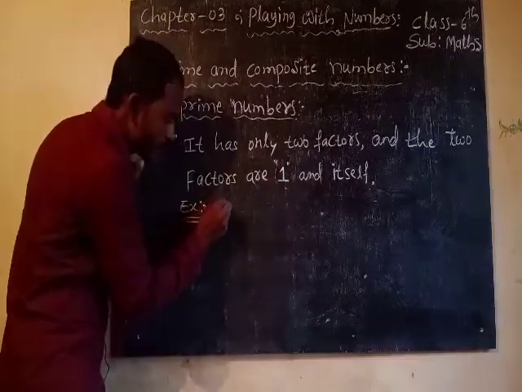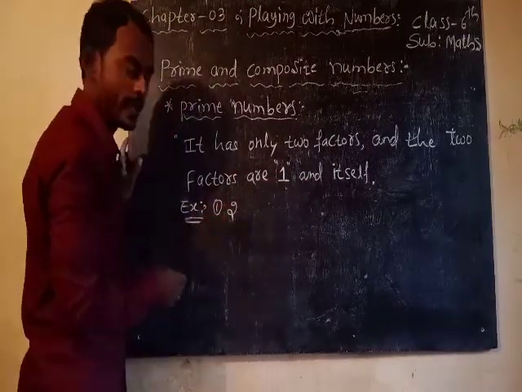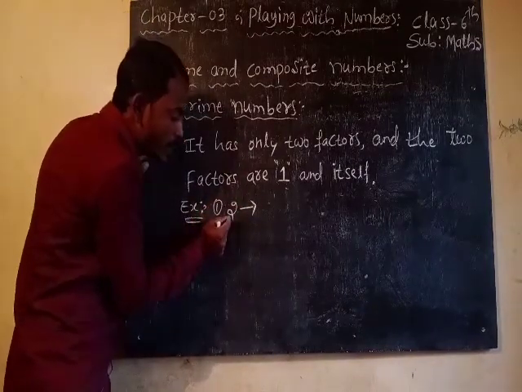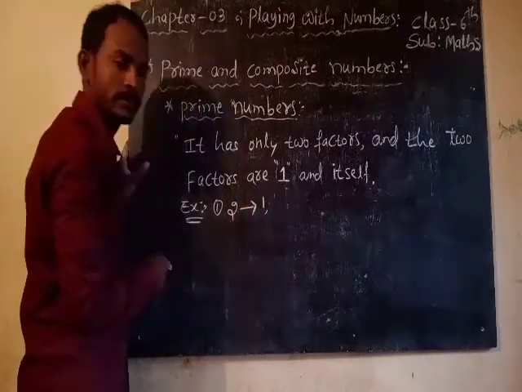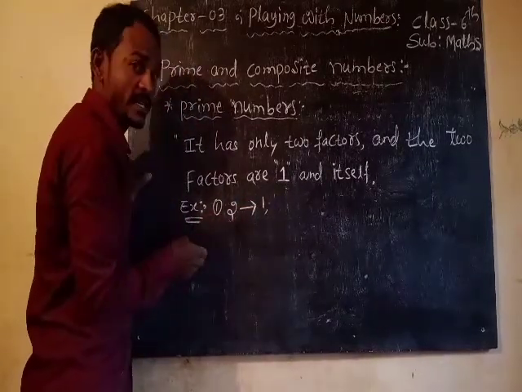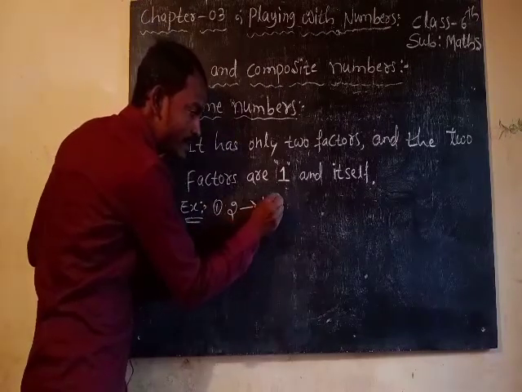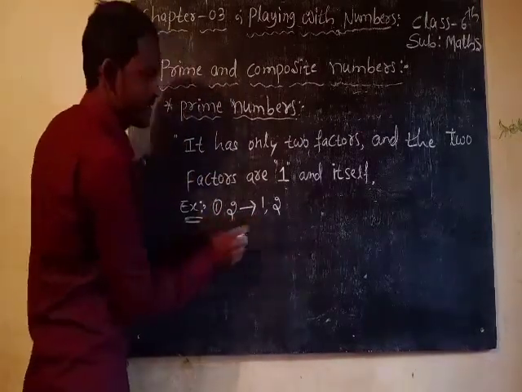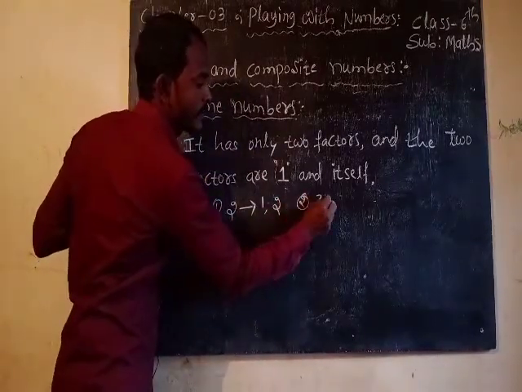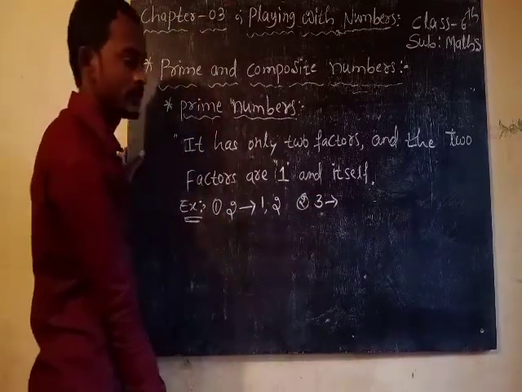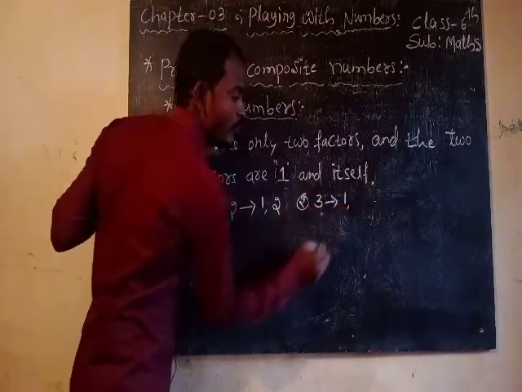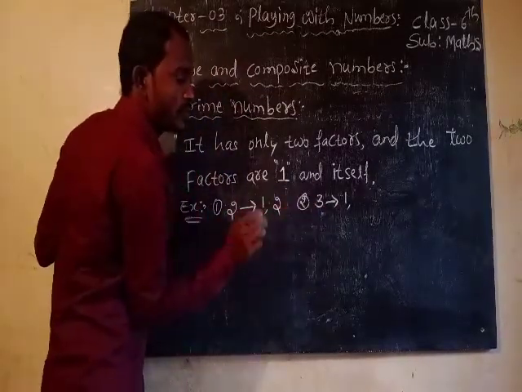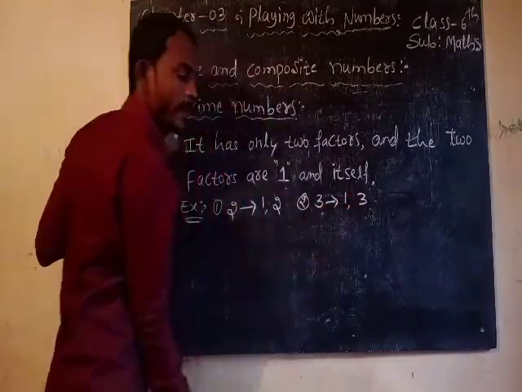For example, 2. The factors of 2: it is in the 1 table, and the next table is 2, 2 divides 2, so completed. 2 has only two factors. The next example, 3: it is in the 1 table, and the next table is 2. In the 2 table there is no 3. The next one is 3.